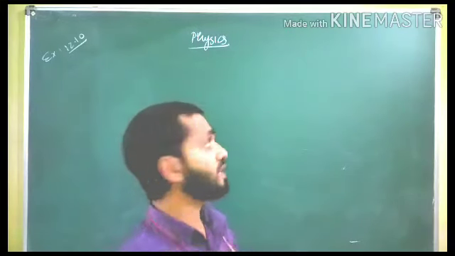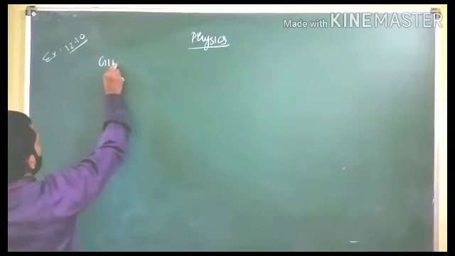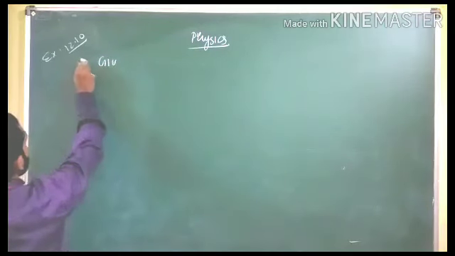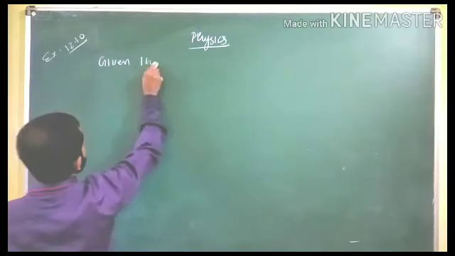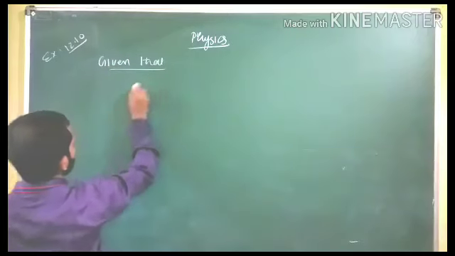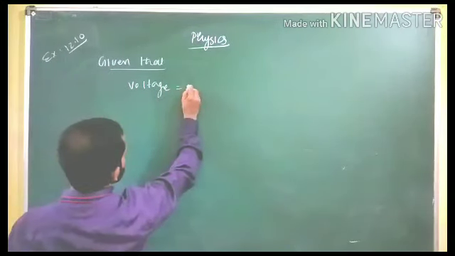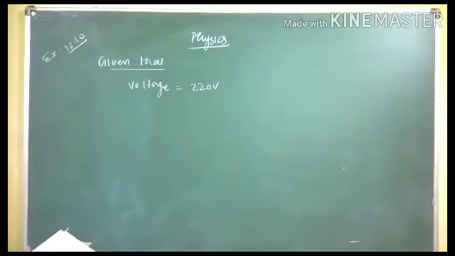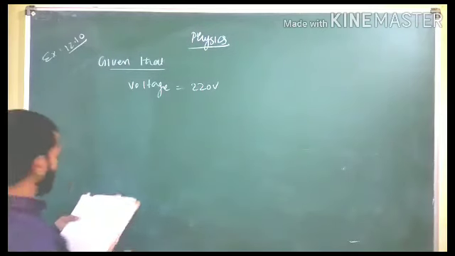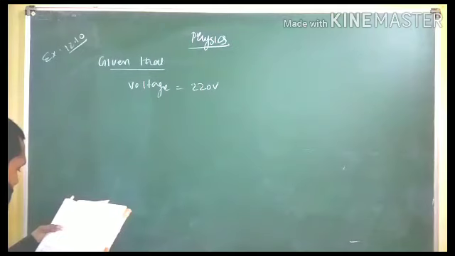So first we will write the given parameters. So here given that, this is example 12.10. Voltage given, that means supply voltage given, that is equal to 220 volt. Then what is given students there? Then it is given power. Energy consumed at the rate. So heating is maximum.